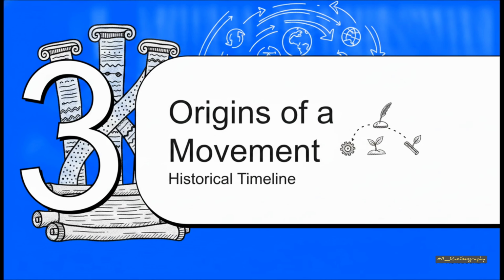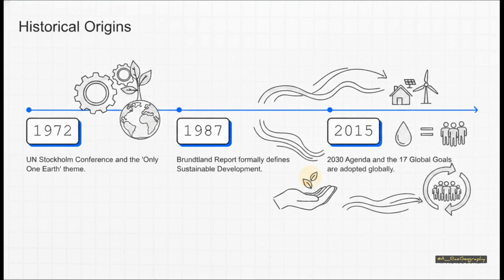Which brings us to Part 3. Origins of a movement. Because this 3-pillar framework didn't just magically appear out of nowhere. While the basic ideas of ecological conservation go back centuries, the specific phrase sustainable development really blew up in the late 20th century. The modern institutional movement kicked off in 1972, gained that famous working definition we just talked about in 1987, and then eventually evolved into the definitive global agenda we use right now, which was adopted in 2015.